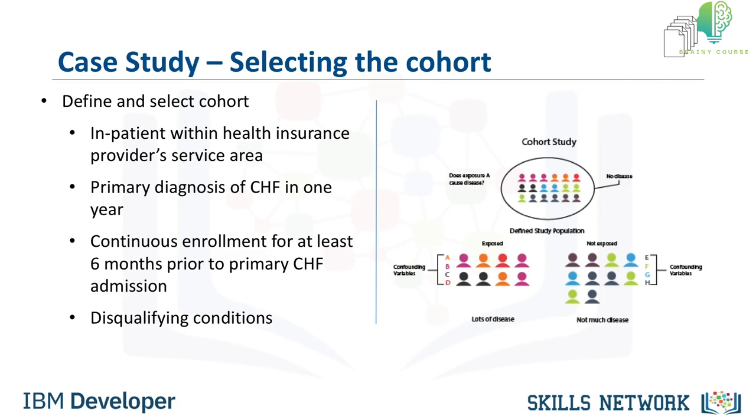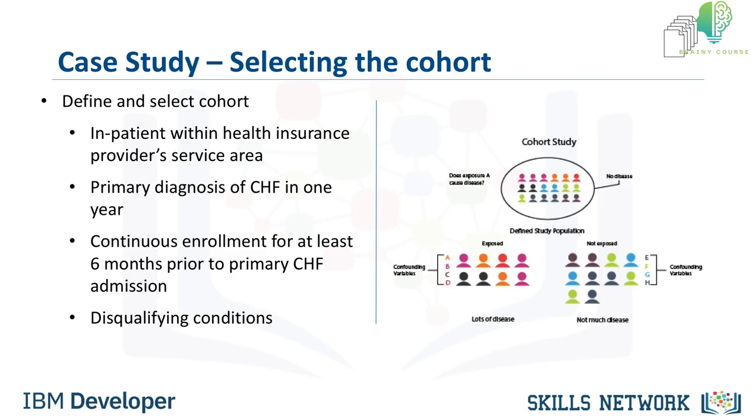In order to compile the complete clinical histories, 3 criteria were identified for inclusion in the cohort. First, a patient needed to be admitted as inpatient within the provider service area, so they'd have access to the necessary information. Second, they focused on patients with a primary diagnosis of congestive heart failure during 1 full year. Third, a patient must have had continuous enrollment for at least 6 months, prior to the primary admission for congestive heart failure so that complete medical history could be compiled.